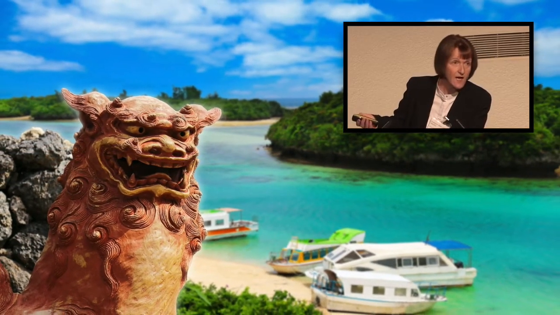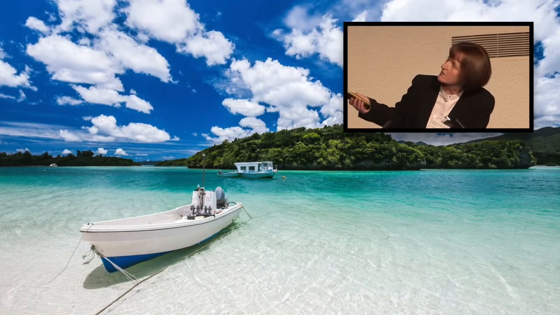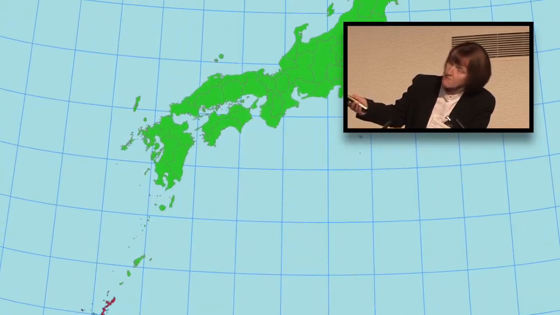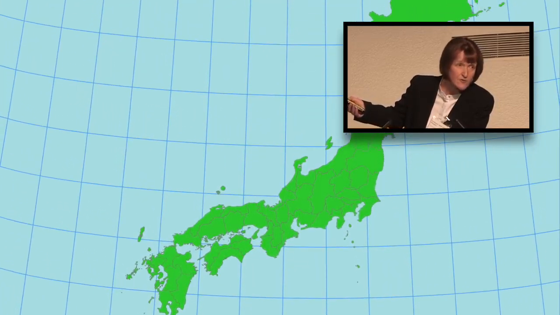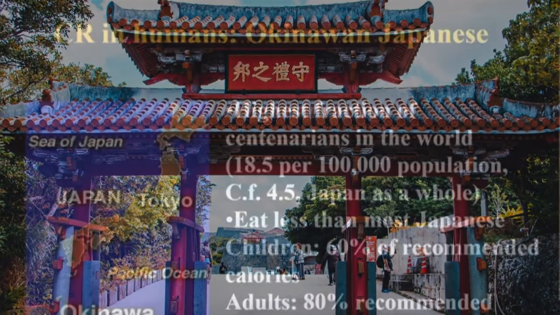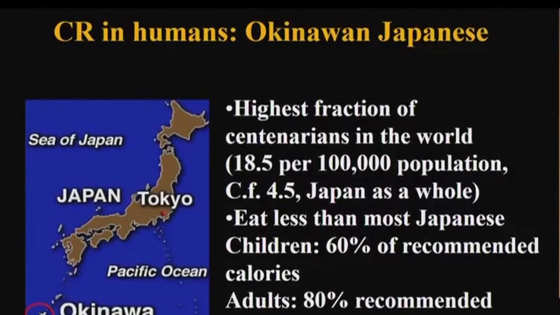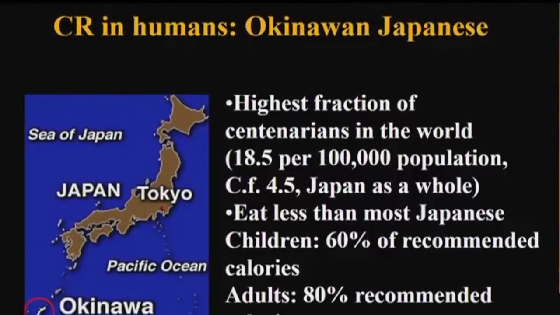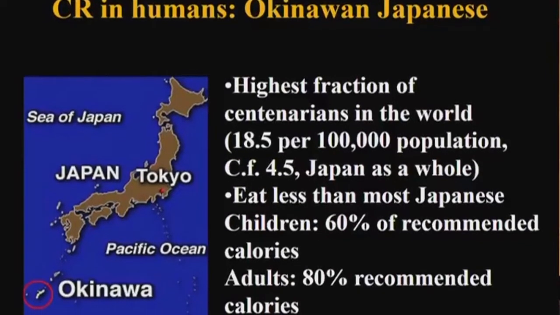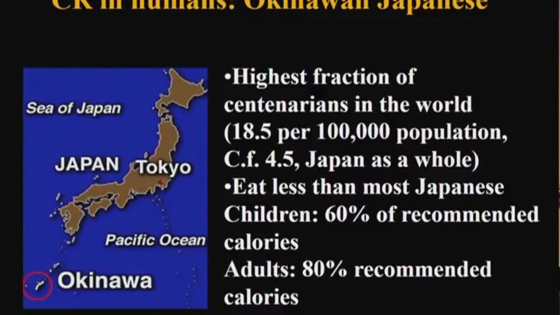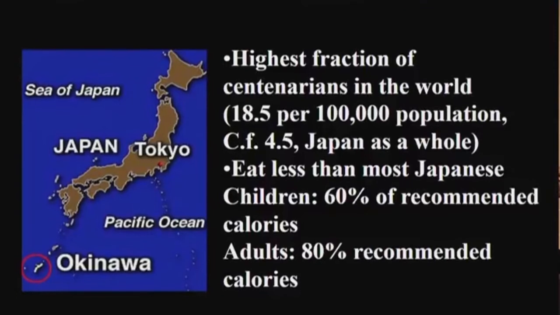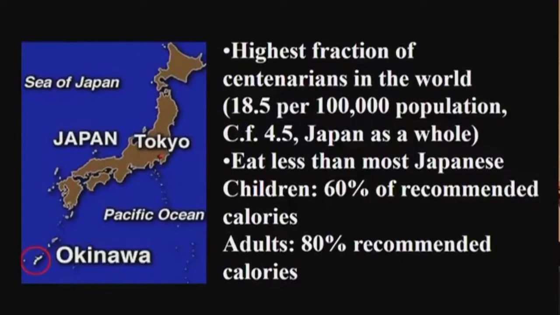And Okinawa has the highest fraction of centenarians in the world. They have 18.5 per 100,000. The nearest to them is mainland Japan that has 4.5 per 100,000. So they really have a huge number of centenarians. But observations in the Okinawans have shown that part of their social behaviour is they say that you should leave the table slightly hungry. So they naturally calorically restrict. And when you look at the intake of children, they're actually only taking in 60% of the recommended calories that we state here in the UK. And adults, it's about 80%.